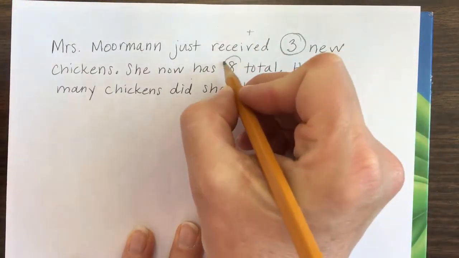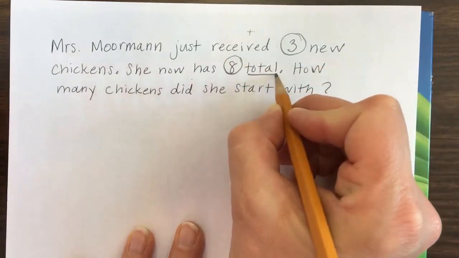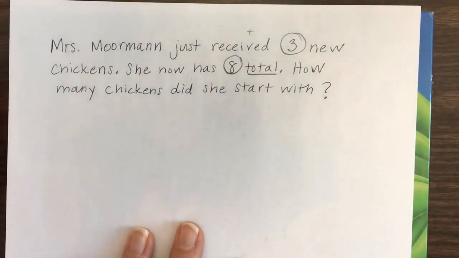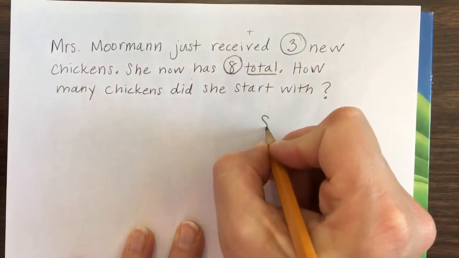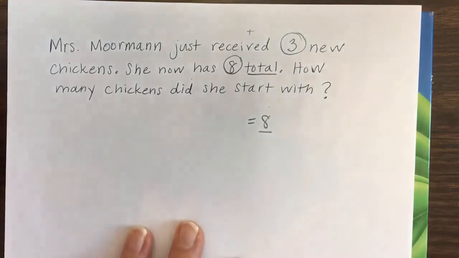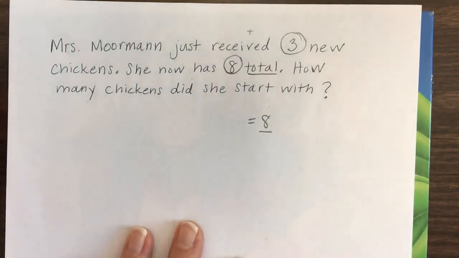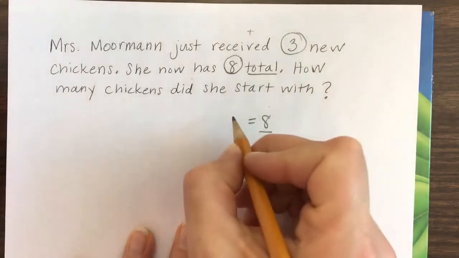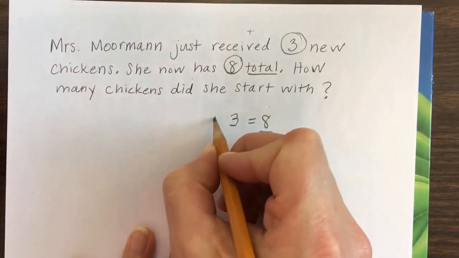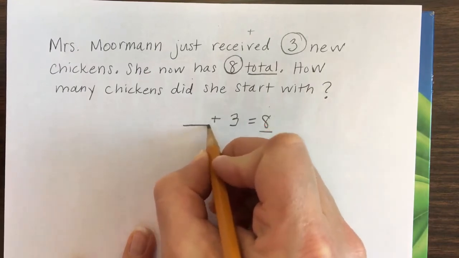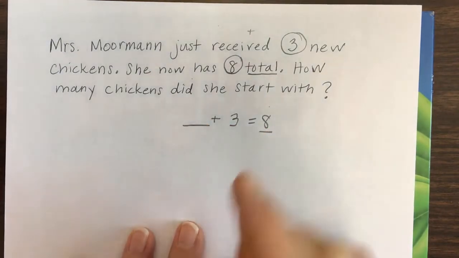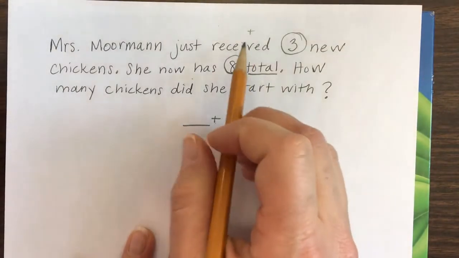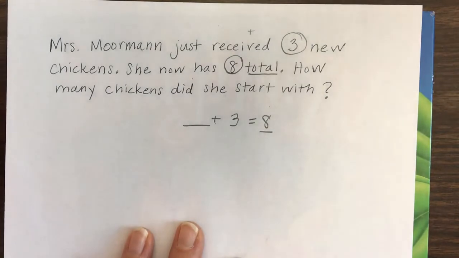She now has 8 total. I'm going to circle my 8, and I am going to underline the word total because that gives me a clue. A total is going to be at the end of my sentence here. How many chickens did she start with? So we know a couple things. We know there's a 3 here, and we are trying to figure out our missing number right here. We know this is a plus 3 because up here I received 3. So how can we figure out this number?